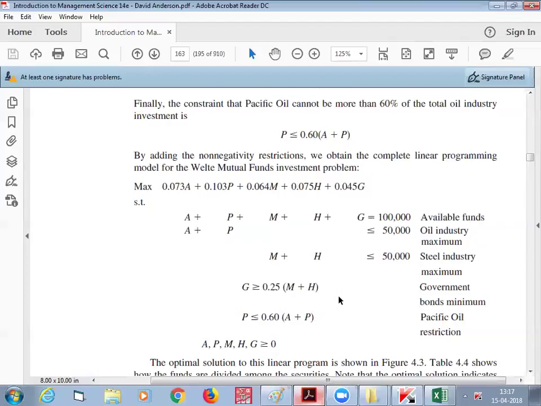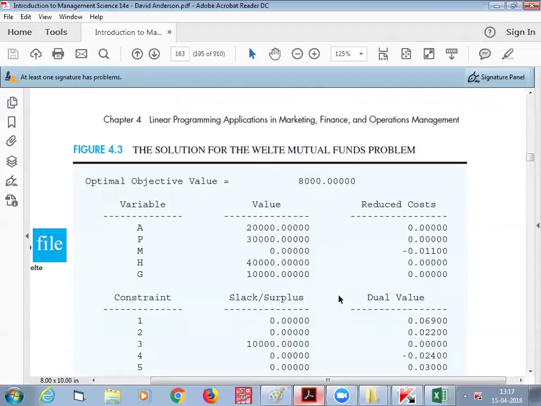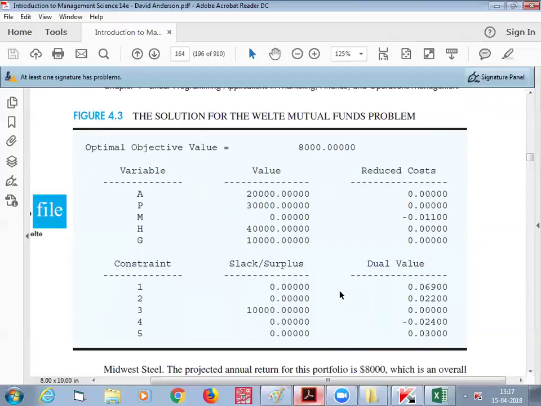So 5 constraints. Should I solve it or should we just look at the solution there? Look at the solution, yes, saves a little time. Okay, so, same methods, yeah. Solution methods are, okay. So now, what is our solution?